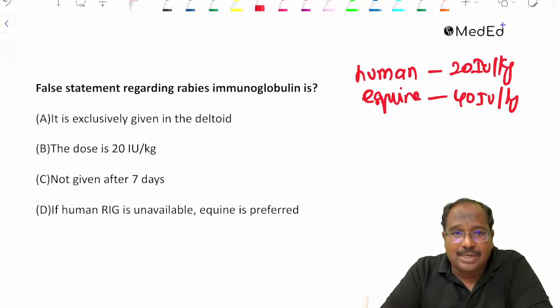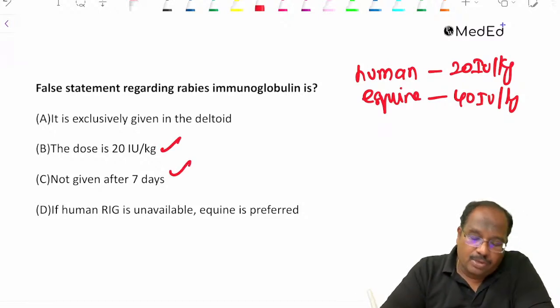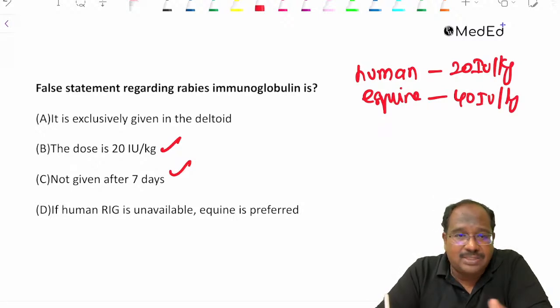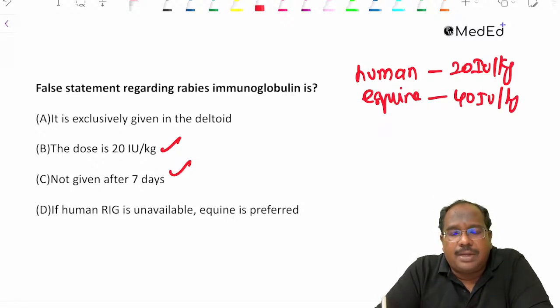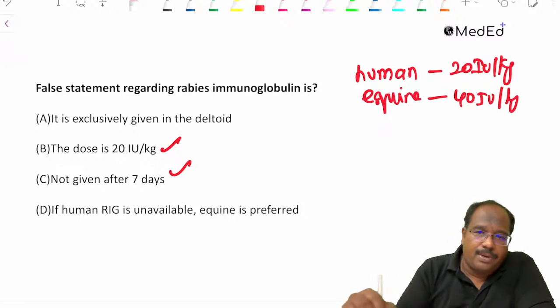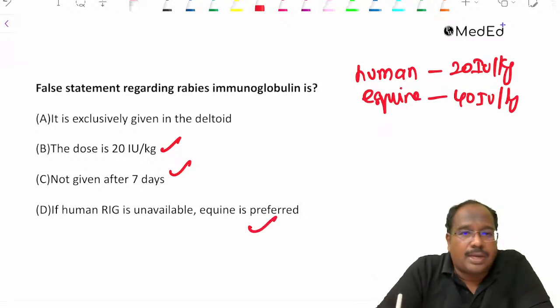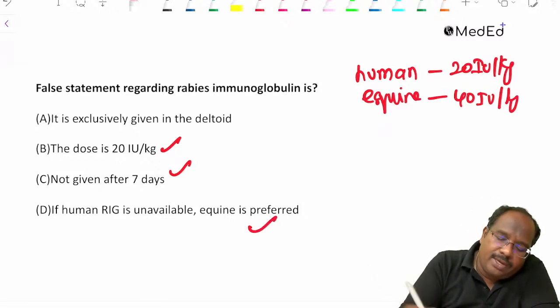Should be started as early as possible. Should not be given after 7 days. That is also right. Human rabies immunoglobulin is not available, you can go for equine. This is also correct. Is given exclusively in deltoid.